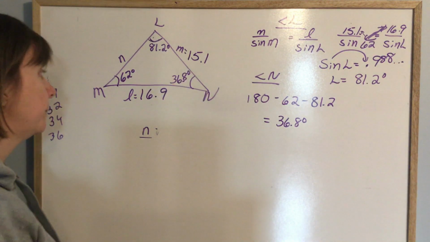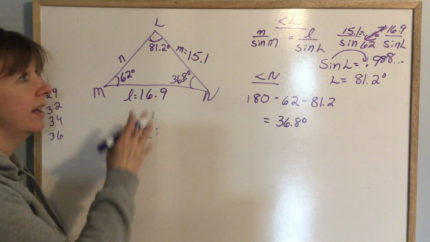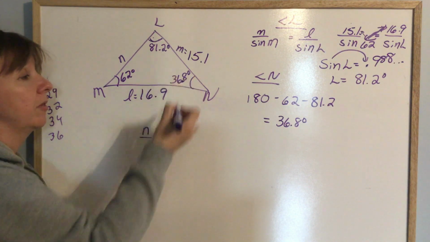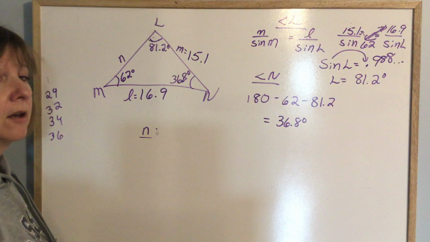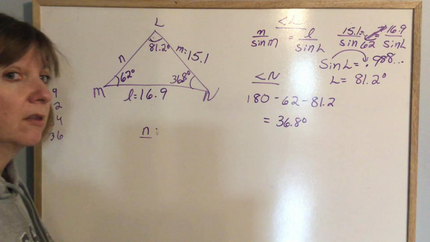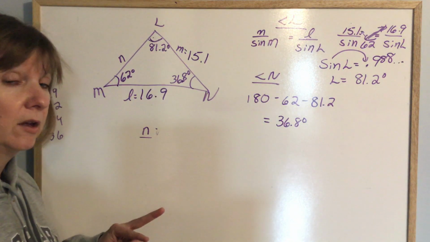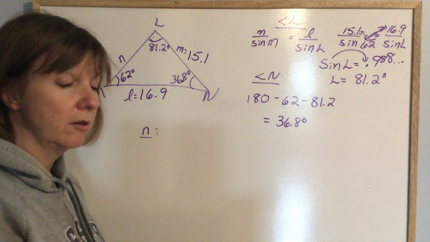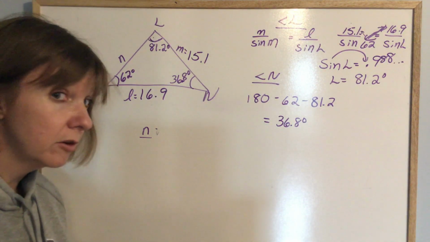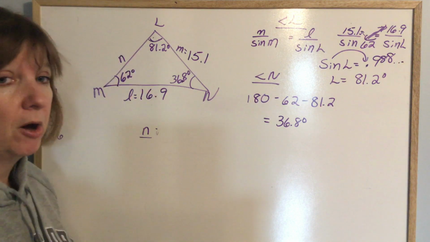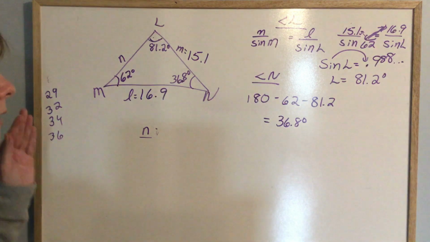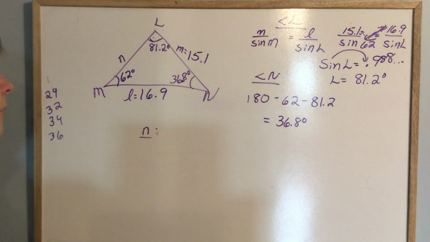And then to figure out side n, I'm going to have to use law of sines again. Don't try and use Pythagorean theorem. I've seen that done, but you can't because it says the sum of the square of two sides is equal to the square of the hypotenuse. You don't have a hypotenuse because you don't have a right angle, so you can't use Pythagorean theorem. No hypotenuse, no Pythagorean theorem.